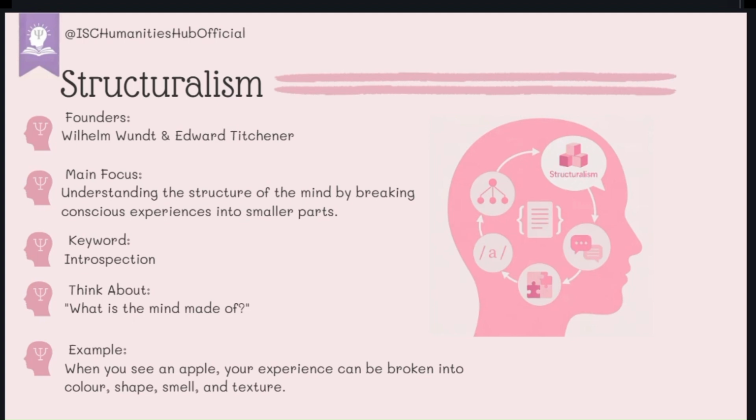Okay, so what kind of influence did structuralism have on modern psychology? Structuralism laid the groundwork for experimental psychology by introducing scientific methods to study the mind. It contributed to the development of psychology as an empirical science.